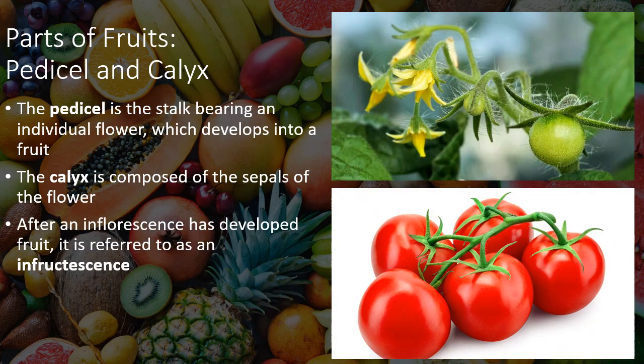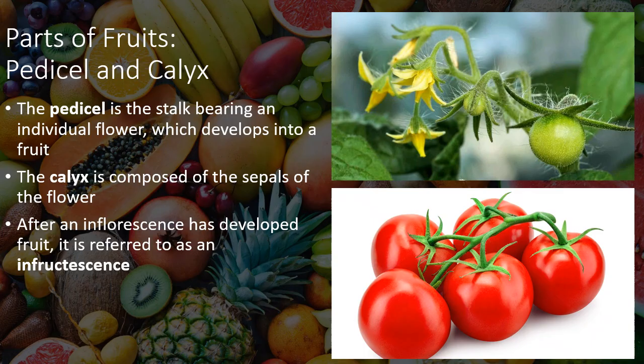The pedicel, this is a little bit of a review from our unit on flowers. The pedicel is the stalk which bears an individual flower, and that flower will develop into a fruit. And often what we see on these fruits is that the pedicel continues to be part of that process because all the water and food and mineral nutrients that allow the fruit to develop are supplied through the pedicel to the developing fruit.